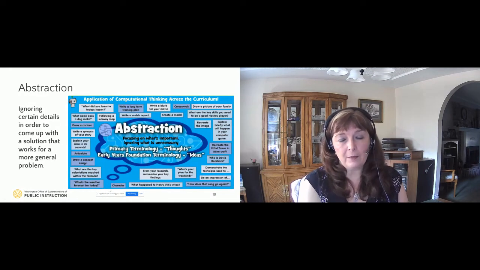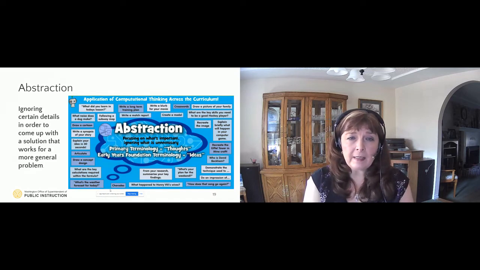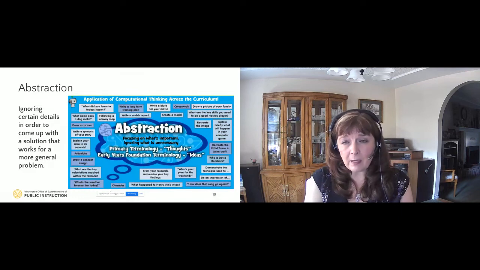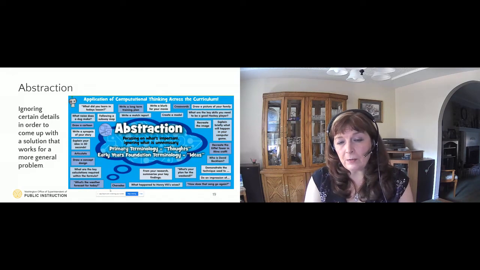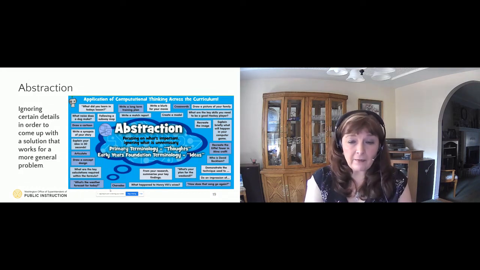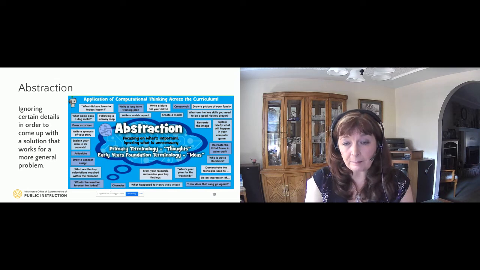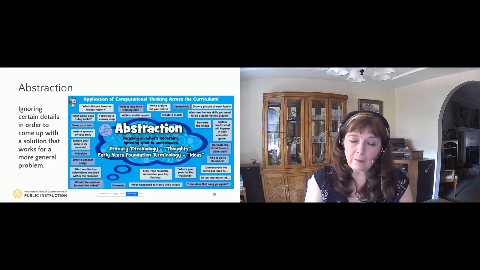So abstraction really helps you look at solving a problem. And I know they created this as the third pillar, but it also fits very much after you do the algorithms and the problem solving. But it's a way of ignoring details to come up with a solution that works for a more general problem. So for example, if you wanted kids to categorize cars. There are different types of cars. There's SUVs, there's minivans, there's all those different pieces in there, which might be extraneous information because we want the solution to be applied to all cars. It allows you to move that extra information off to the side.